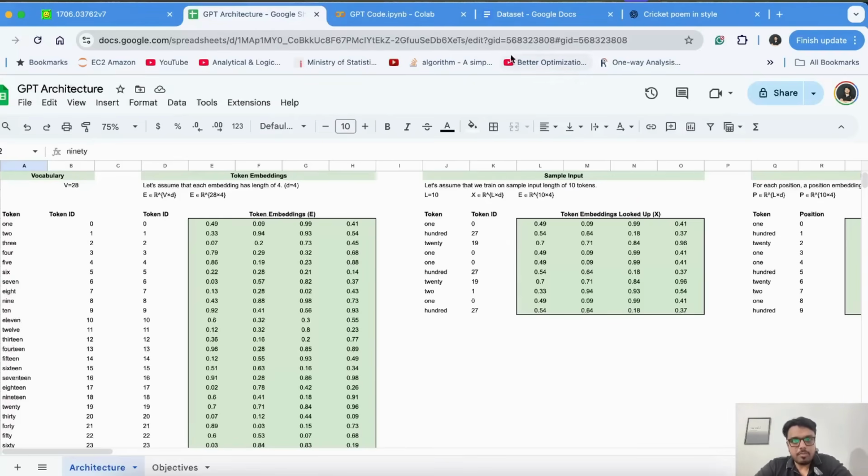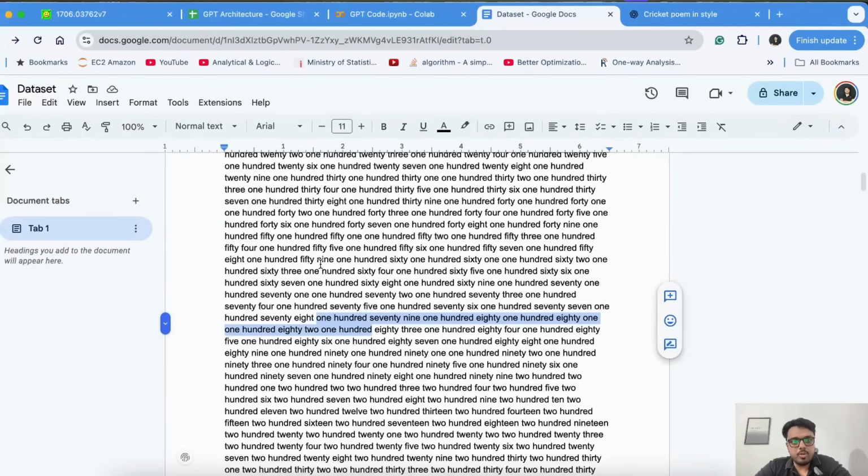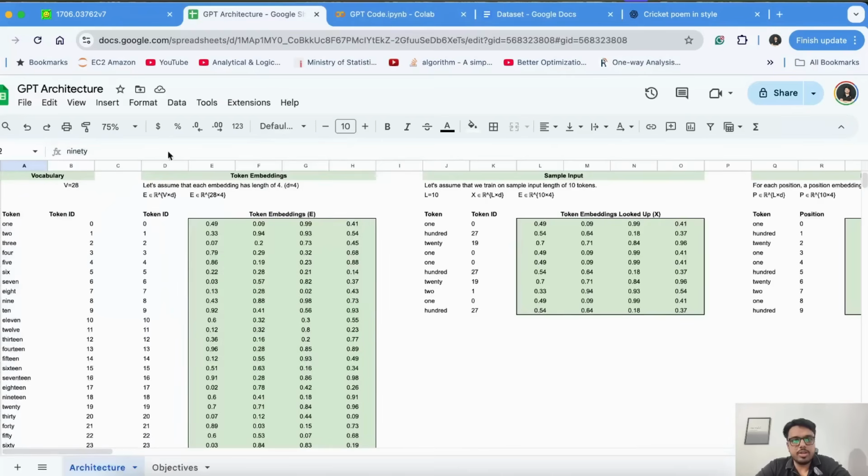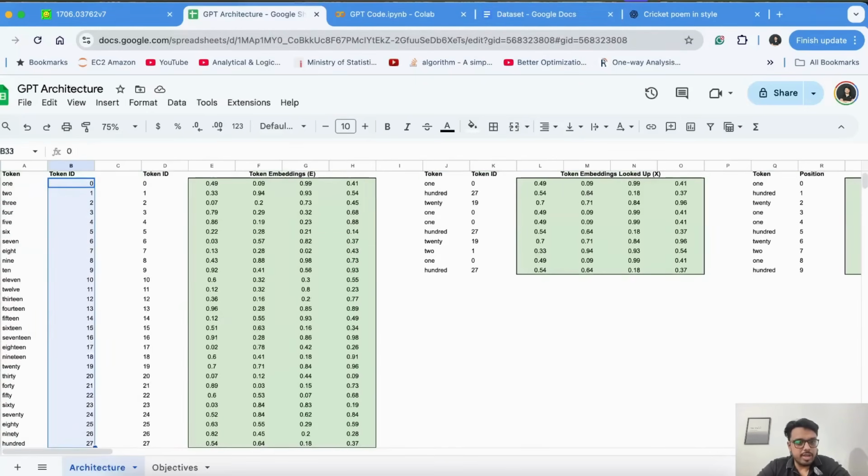Now, again, the first thing that we do is, for this entire data set, we figure out all the unique tokens, right, or the unique words that build up this data set. So that is 28 for us, and this is what we call tokens.